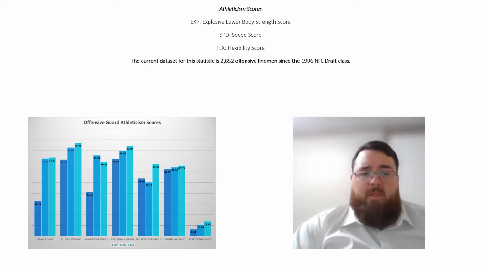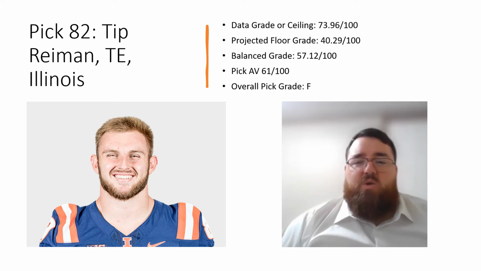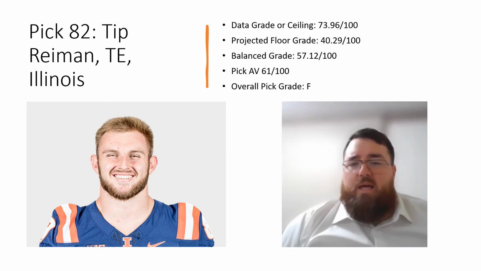Then, of course, we get to pick 82, which is Tip Reaman, tight end out of Illinois. His data grade or ceiling is 73.96 out of 100.